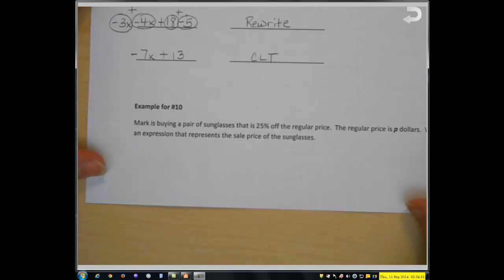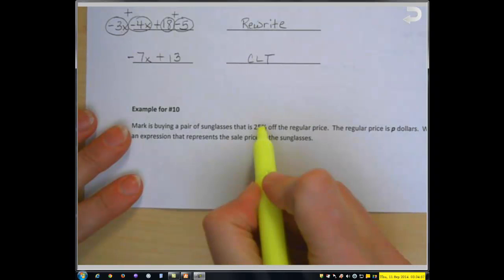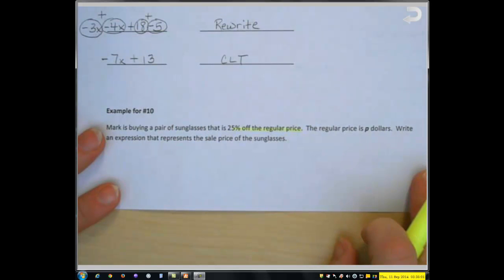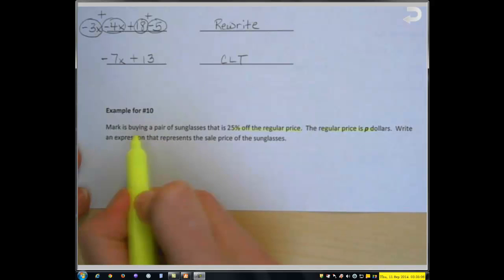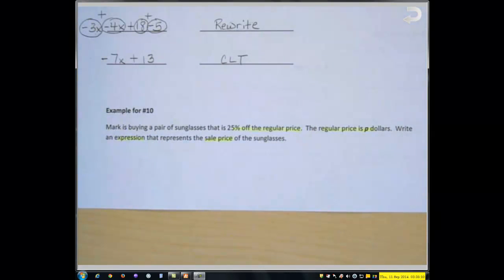Example 10, Mark is buying a pair of sunglasses that is 25% off the regular price. The regular price is $P. Write an expression that represents the sale price of the glasses.